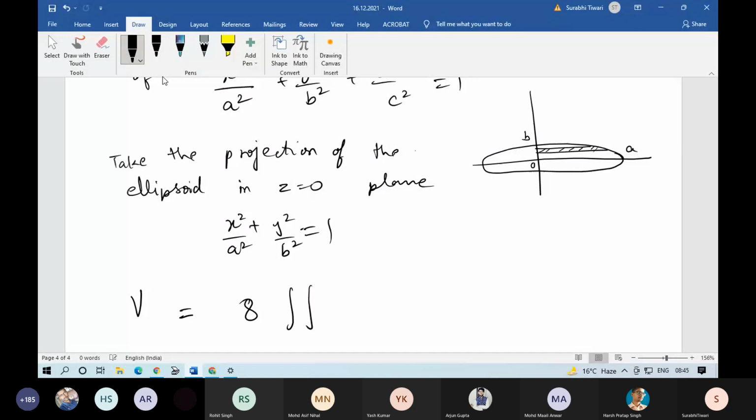ठीक है, ये स्ट्रिप लिया हमने. Now we have to calculate z dy dx. So y की लिमिट्स कहाँ से कहाँ पे वेरी कर रही है? First we have to calculate the limits of y from 0 to this curve. ठीक. Since we are taking dy dx, we should take a strip parallel to y. गलत कर दिया है. यस मैम.